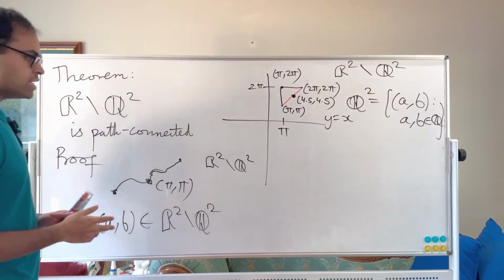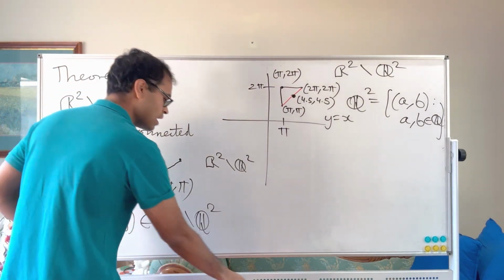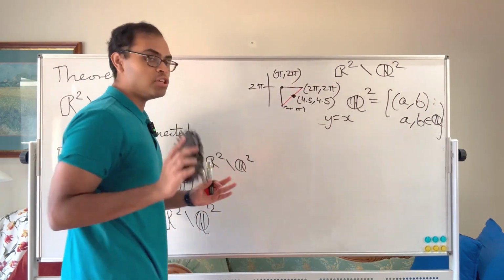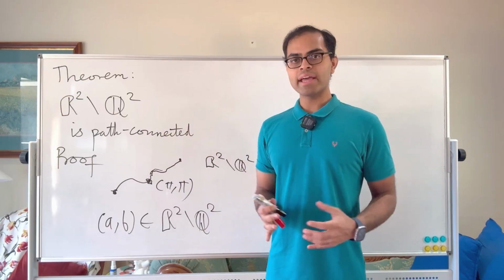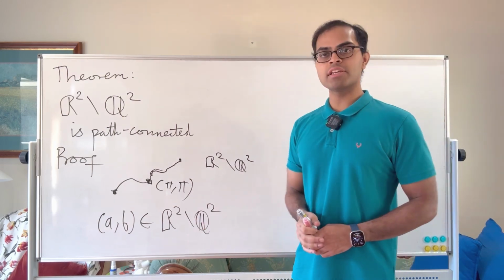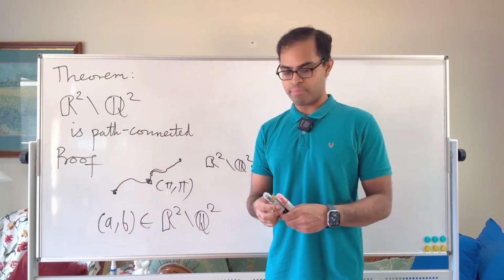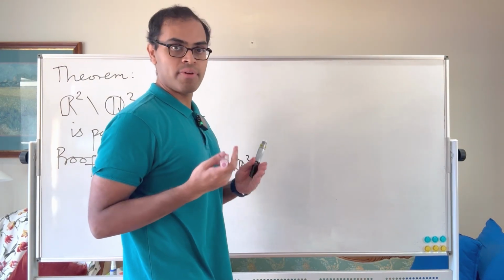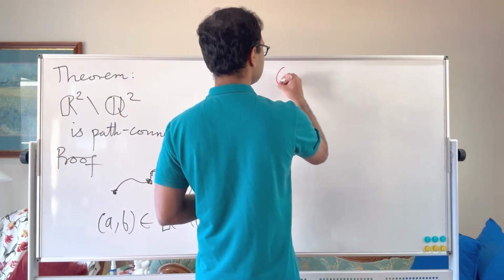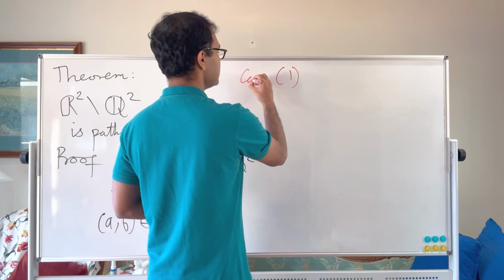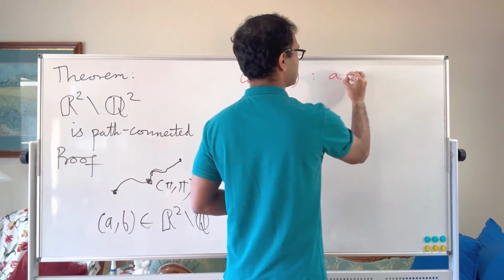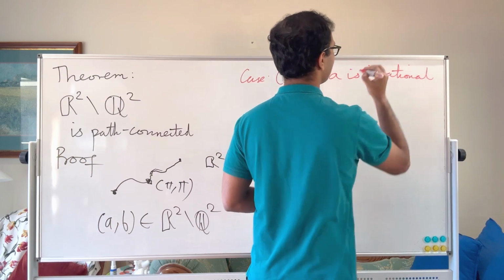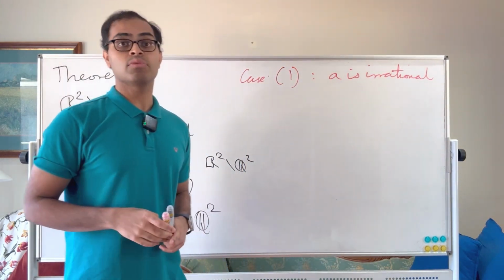So let's consider cases. Actually, I'm going to do it in two cases, and I'm going to ask you to fill in the other case. All right, so we have (a, b) in R2 minus Q2. How are we going to connect it to (pi, pi)? We know that at least one of the coordinates is going to be an irrational number. Let's assume this is case 1: a is irrational. Either a or b is irrational. We don't know which one, but we know at least one is. So let's consider the case where a is irrational.